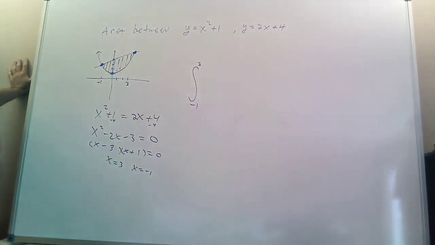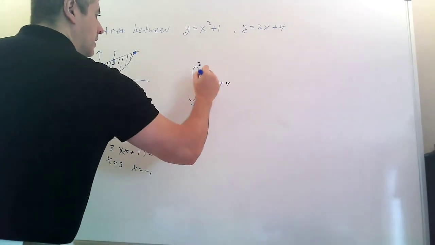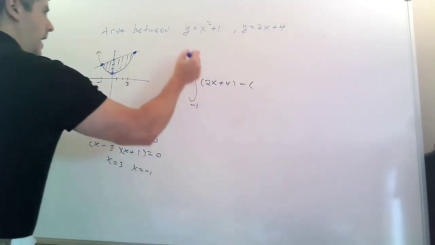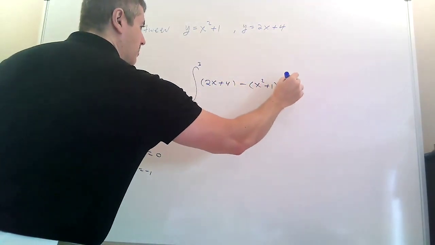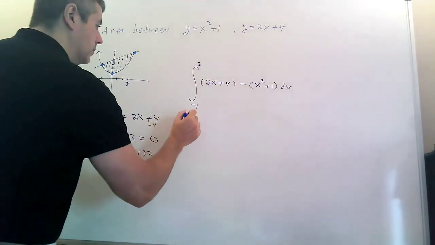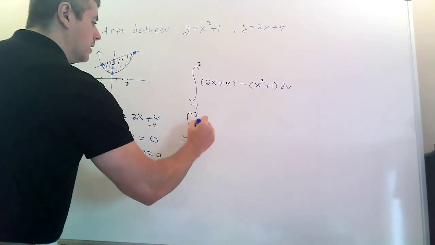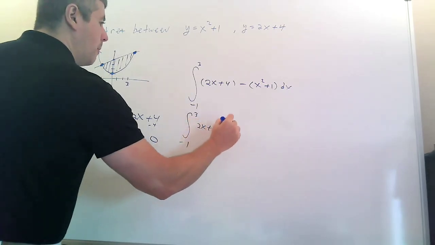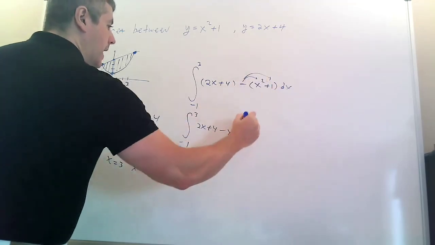The one that was on top is the line. And then you have to subtract the one that was on the bottom, which is the parabola. Now it does get messy. These are a huge pain to integrate. Well, not to integrate, but to plug in. So negative 1 to 3, 2x plus 4 minus x squared minus 1.